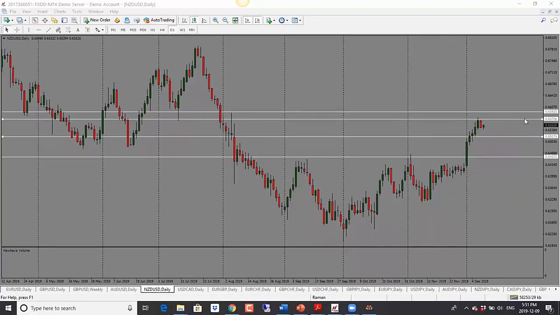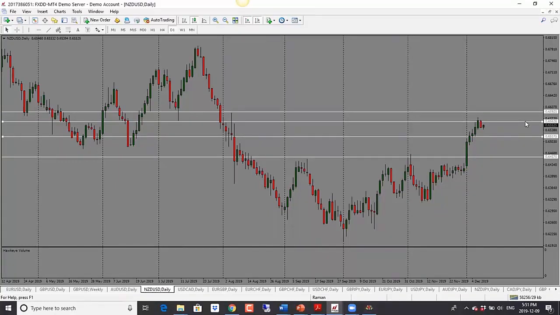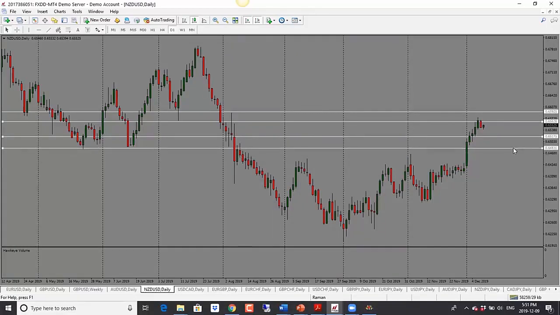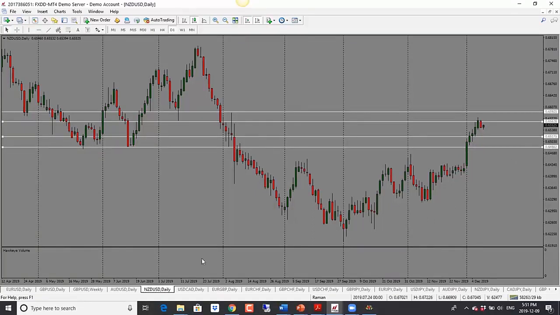So bias is bearish here and potential pullback into 0.6560 and then looking for a drop. First target 0.6520 and then second target here is 0.6480. So bearish bias for New Zealand dollar.